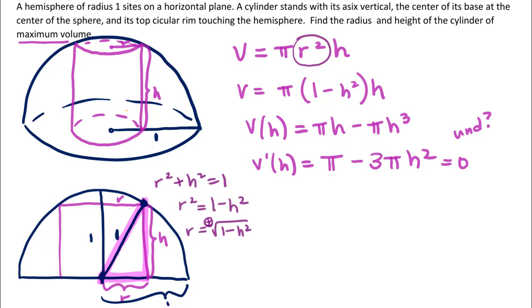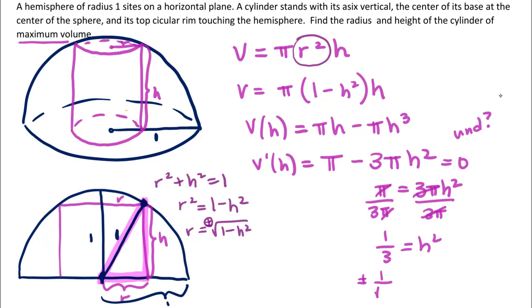And to solve that, I'm going to move the 3 pi h squared over to the other side. We can divide both sides by 3 pi. The pi's cancel out, so I end up with 1/3 equals h squared. And then I can take the square root, and it's plus or minus the square root of 1/3.